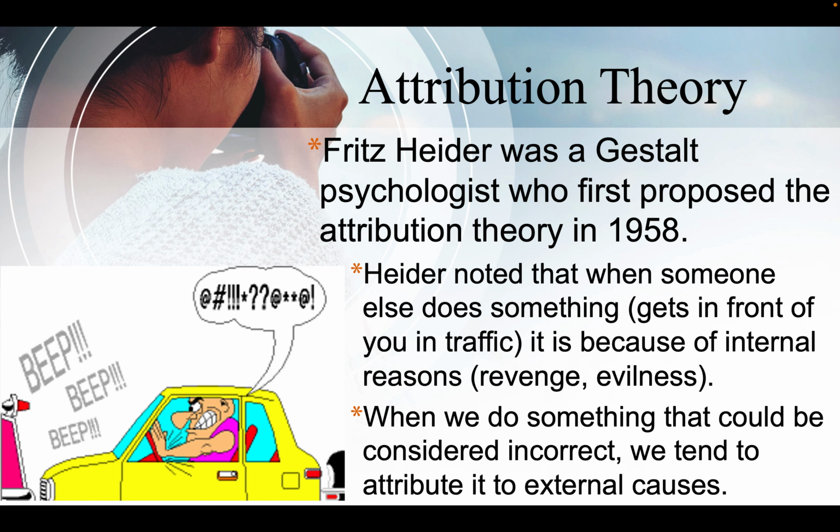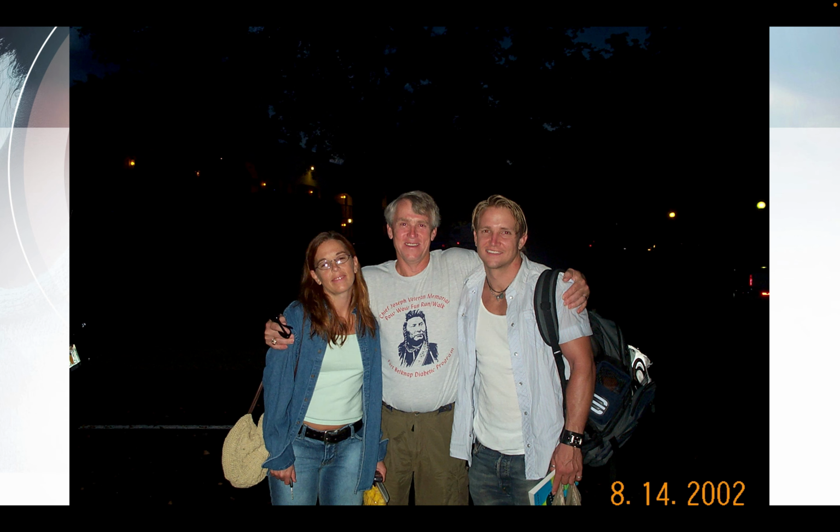Fritz Heider was a Gestalt psychologist who first proposed the attribution theory in 1958. Heider noted that when someone else does something, like gets in front of you in traffic, it is because of internal reasons, because they are evil or they are looking for revenge. When we do something that could be considered incorrect, we tend to attribute it to external causes. I'm only doing it because I'm late. I'm not a jerk. I'm not evil.